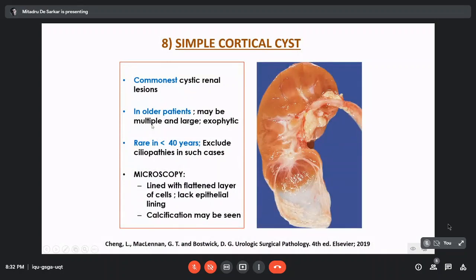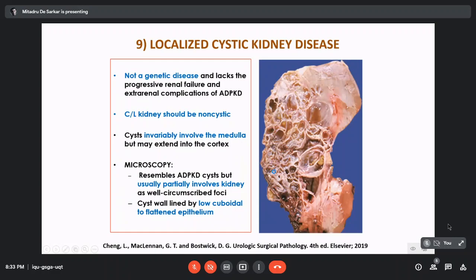It can sometimes be multiple, large, and often is seen to hang out from the surface of the kidney, forming an exophytic mass, exophytic cyst rather. They are usually seen in the elderly age group, but the lining is the same flattened layer of cells, which can sometimes also appear cuboidal. They do not have prominent epithelial cells. They are mostly flattened and attenuated, and calcification can sometimes be seen within the cyst.